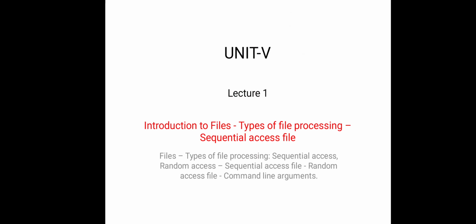Unit 5 discusses these concepts: files, types of file processing, sequential access, random access, sequential access file, random access file, and command line arguments. So this is the syllabus in Unit 5, and in this video we are going to discuss introduction to files, types of files, and sequential access files.